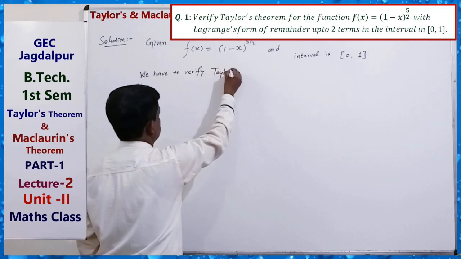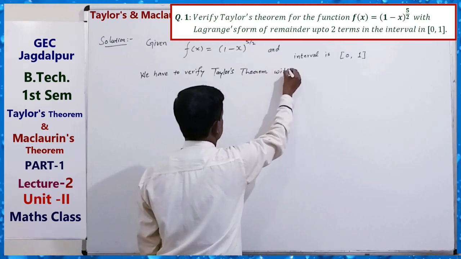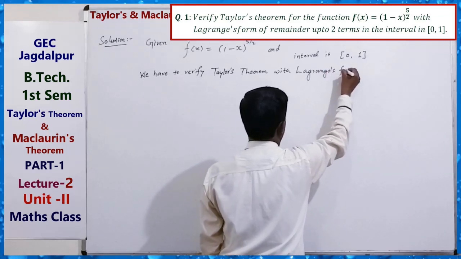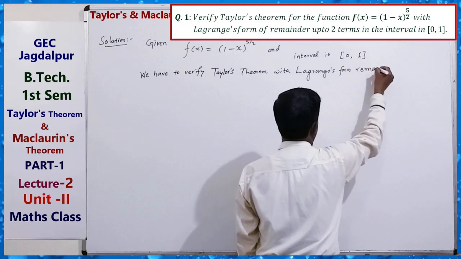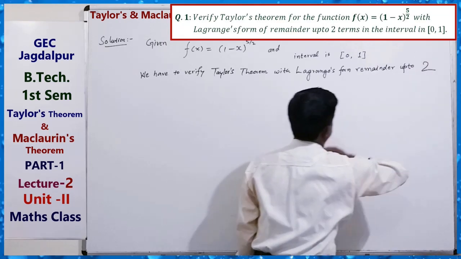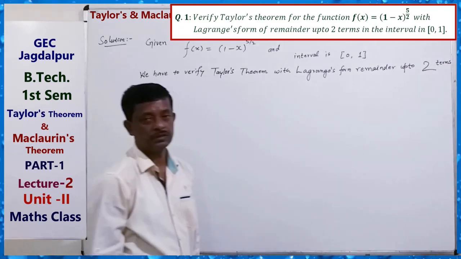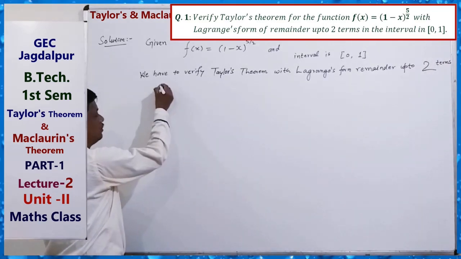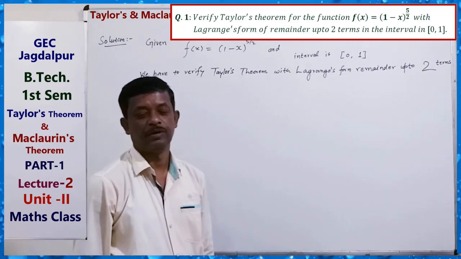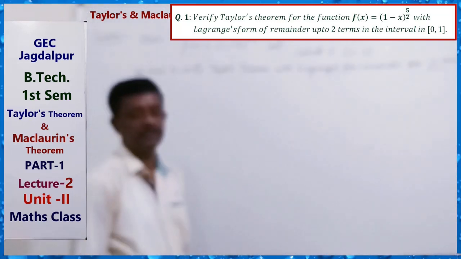Taylor's theorem with Lagrange's form of remainder up to two terms. Just taking two terms.